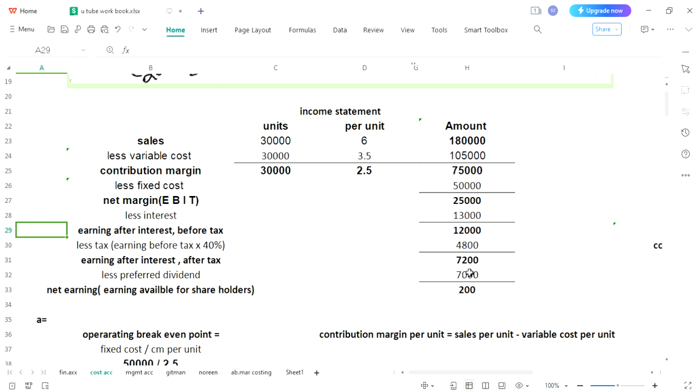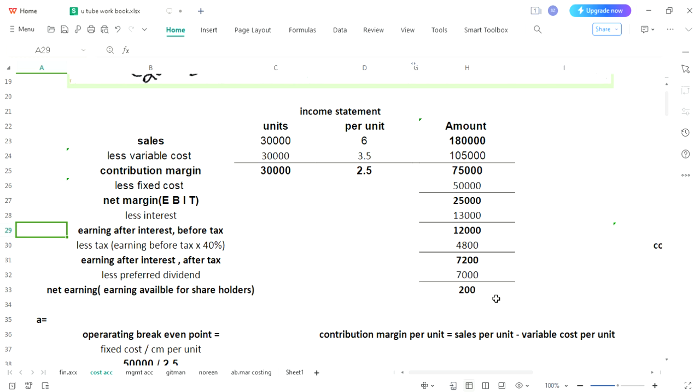This amount, 7,200, is present after paying outside charges. So this amount can be distributed as dividend to both common and preferred stockholders. What I have said over here is to pay the dividend to preferred shareholders first. As you can see, the preferred dividend paid was 7,000. The remaining amount, 200, is now available for common shareholders.